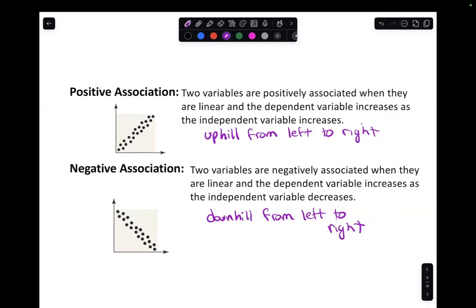All right, any questions so far? Are we doing okay? I'm excited about using the calculator. So I don't know about y'all, but I'm excited about using the calculator.